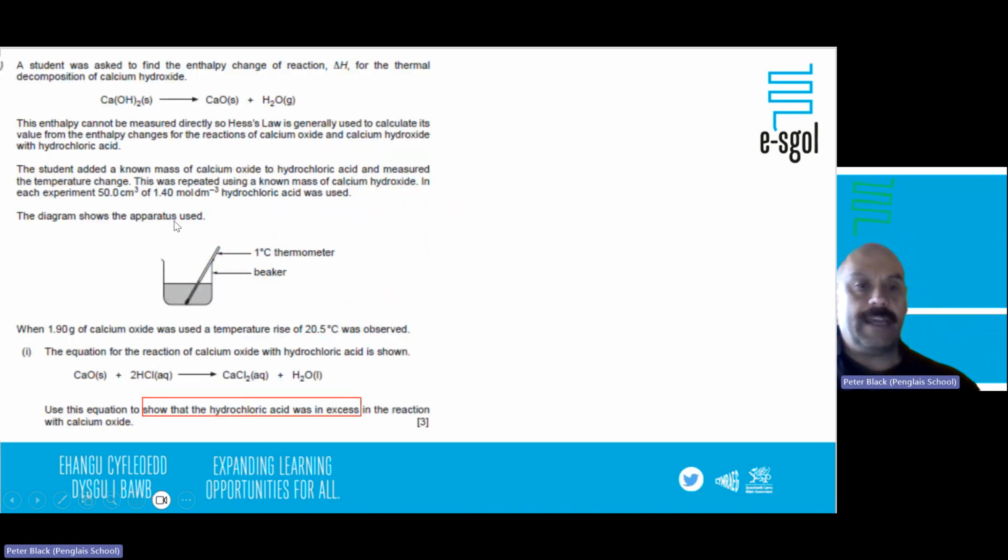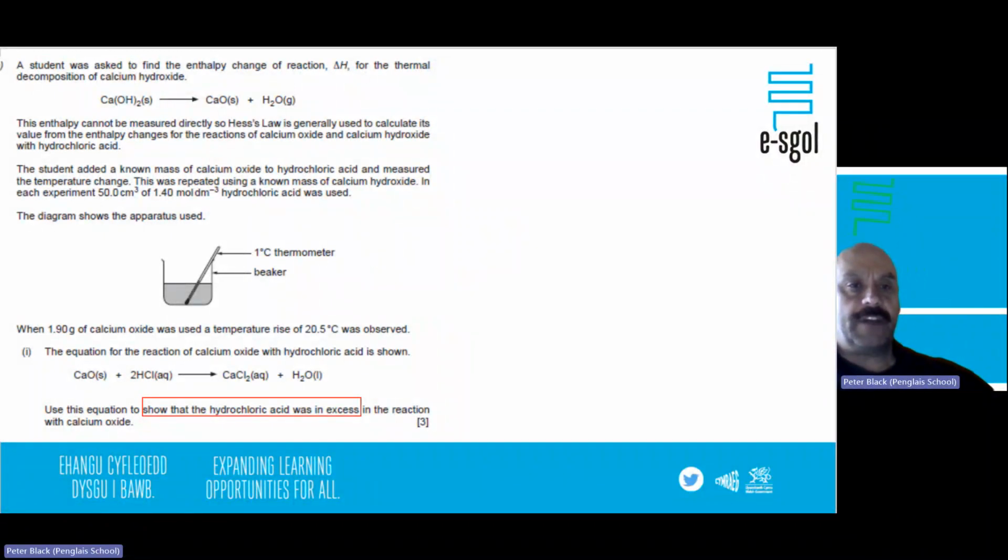Okay, so here's a question then. Again, WJEC, they put lots and lots of writing in here, and you've got to find the information that you need. So if I have a quick look, we can see that we're, first of all, given this reaction of calcium hydroxide decomposing into calcium oxide and water. It uses the term thermal decomposition. And it says we can't measure this entropy change directly, so this is where Hess's law comes in.